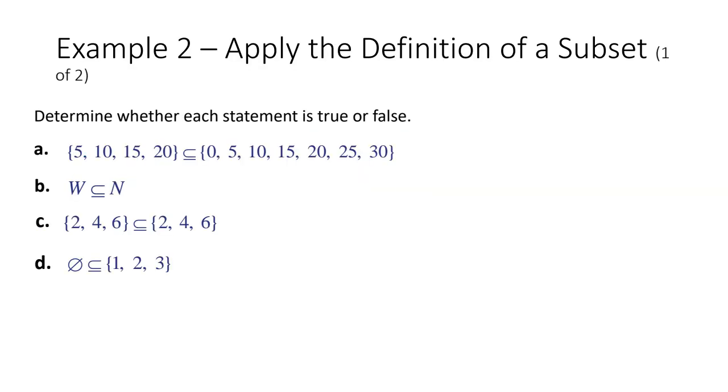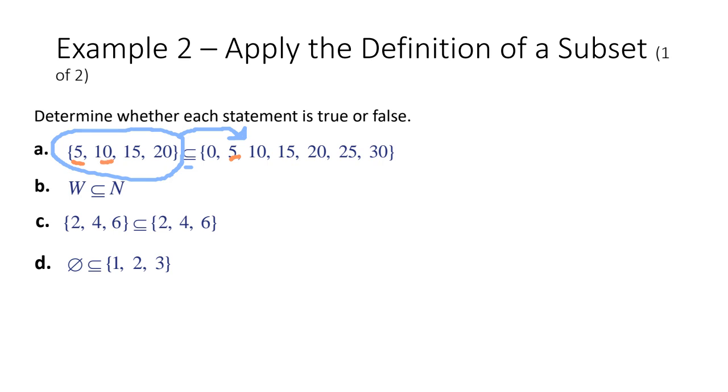Right, so let's try this first one. So we have 5, 10, 15, 20 is a subset of 0, 5, 10, 15, 20, 25, 30. So again, you have your subset symbol. What that means is, is everything here inside of this set? Okay, so let's check. So we have 5 in here, and 5 is in here, so we're good on that part.